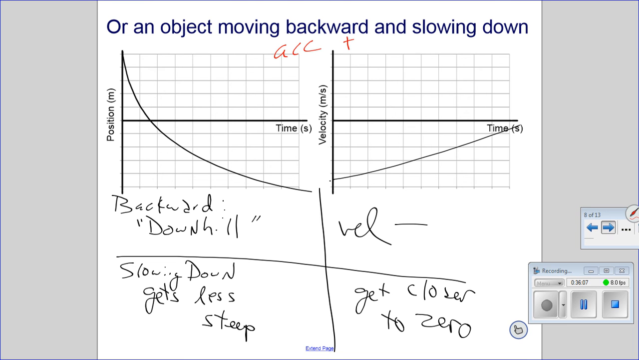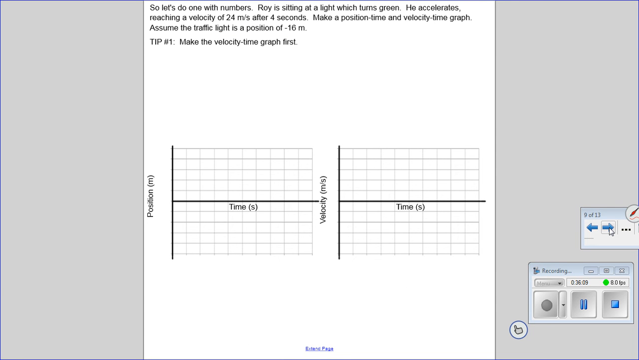Okay, so let's do one with numbers. We've got a problem here. I don't mean a problem like, oh no, a problem. I mean a problem like there's a problem here that we need to solve. Roy's sitting at a light that turns green. He accelerates, reaching a velocity of da-da-da. What's the first thing I should do? Write down everything you know.